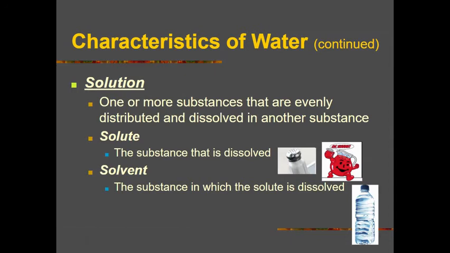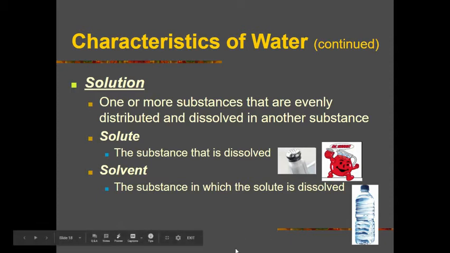Other characteristics of water: if we don't have pure water and we have something distributed or dissolved in water, that's actually a solution. And in a solution, we have a solute. The solute is whatever we're planning on dissolving, and the solvent is what is going to do the dissolving. Most often, our solvent is water. We take a solute of salt and dissolve it in water, our solvent.